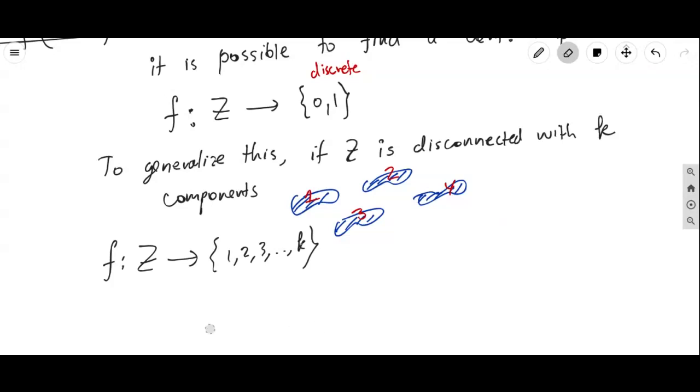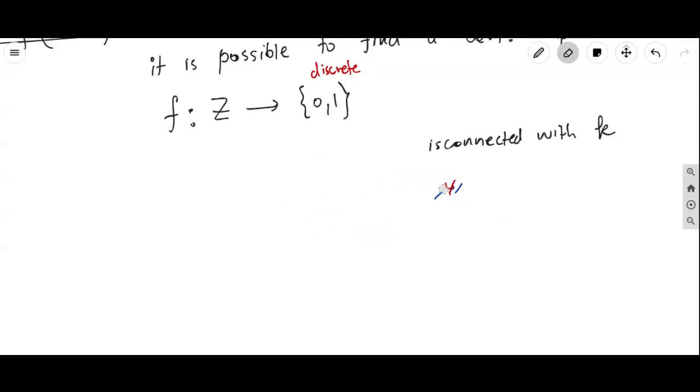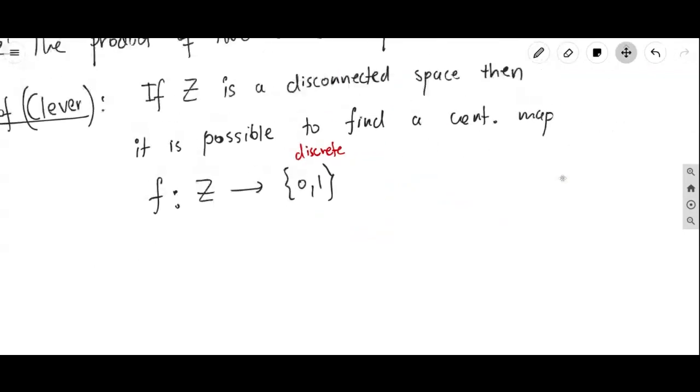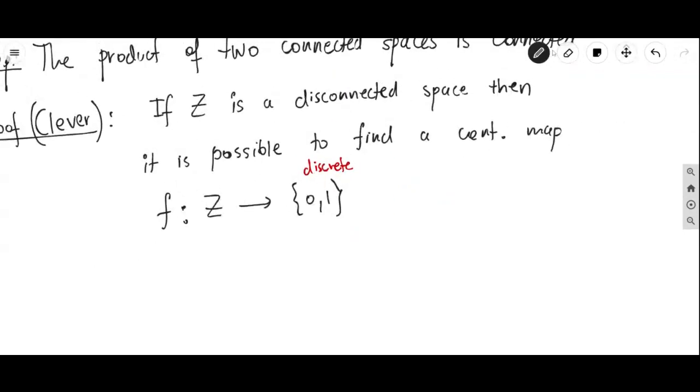And this is going to be a continuous function. So why is this function continuous? The reason why this function is continuous has something to do with what you did on the homework. Because Z can be written as, let's say, Z1 union Z2.